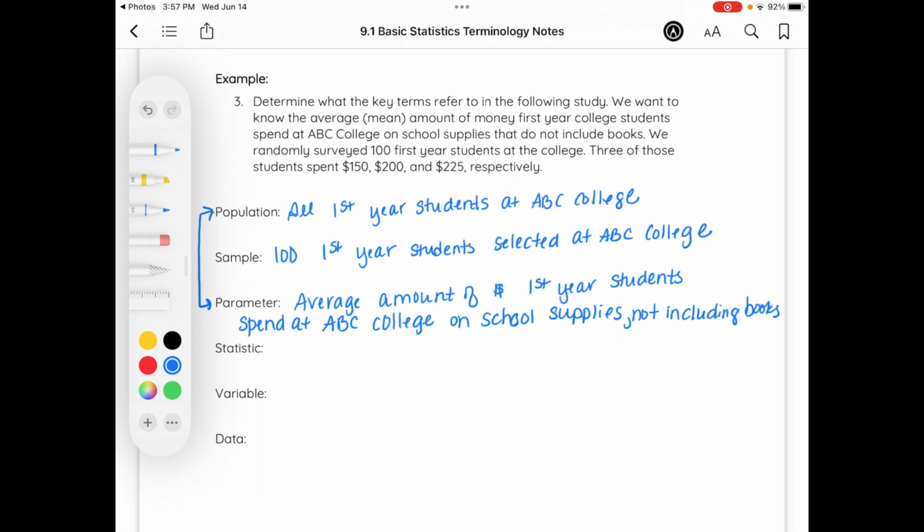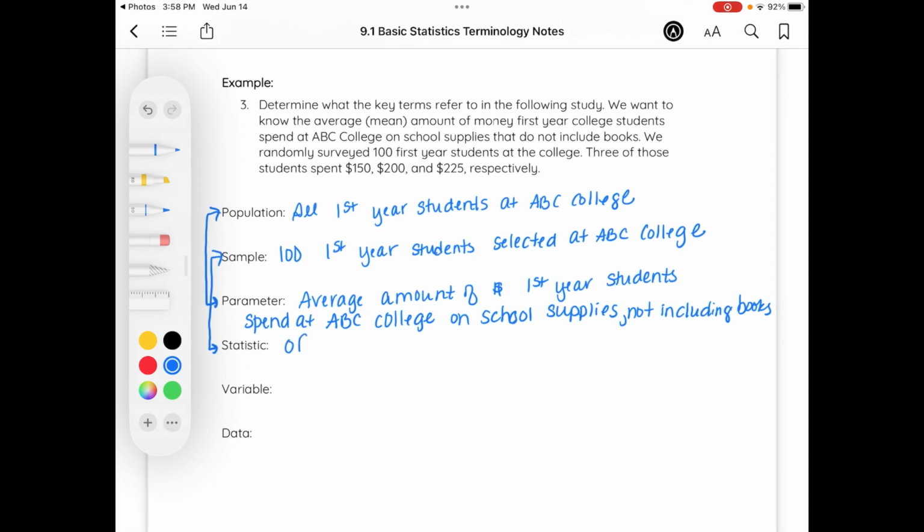Therefore, the statistic that we are collecting refers to the sample. So of those 100 that we sampled, what is the average amount that they spent? So of the 100 first-year students selected, what is the average amount of money first-year students spend at ABC College on school supplies, not including the books?